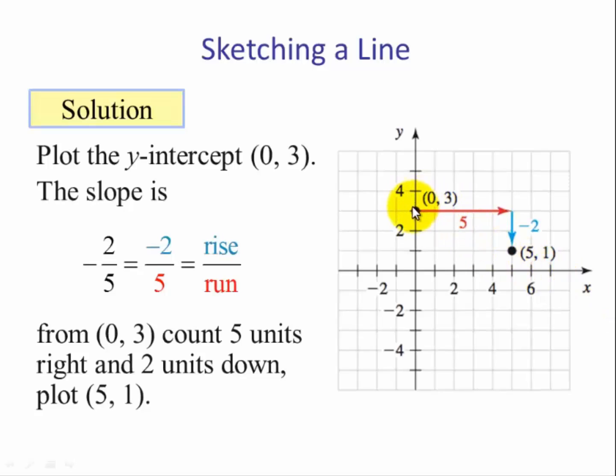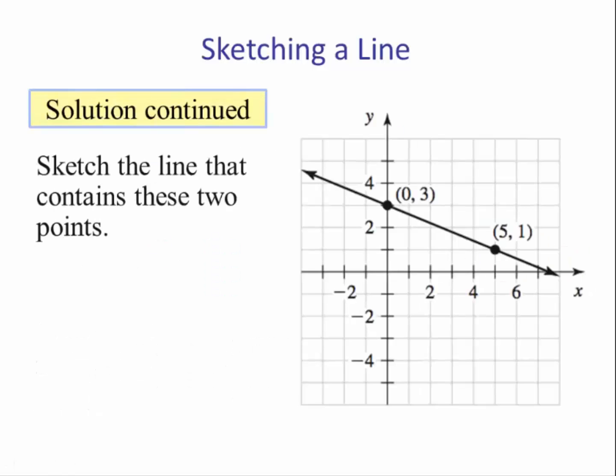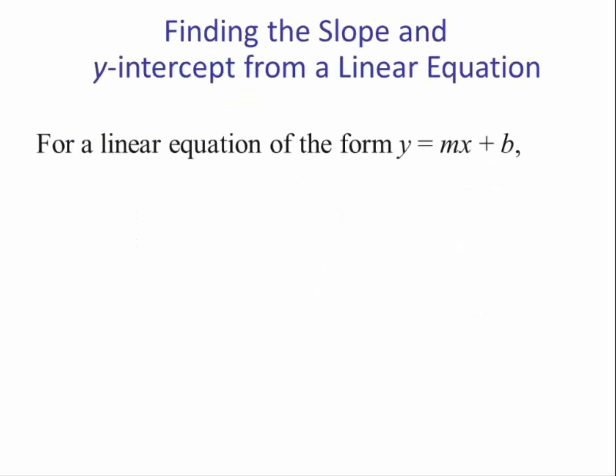So here's the y-intercept, 0, 3. So we're going to run a +5 and we're going to rise a -2. Then we're going to sketch the line that contains these 2 points, and we have the line. Finding the slope and y-intercept from a linear equation.